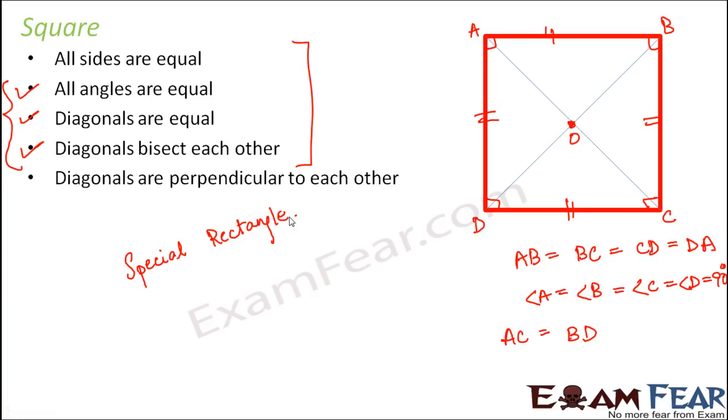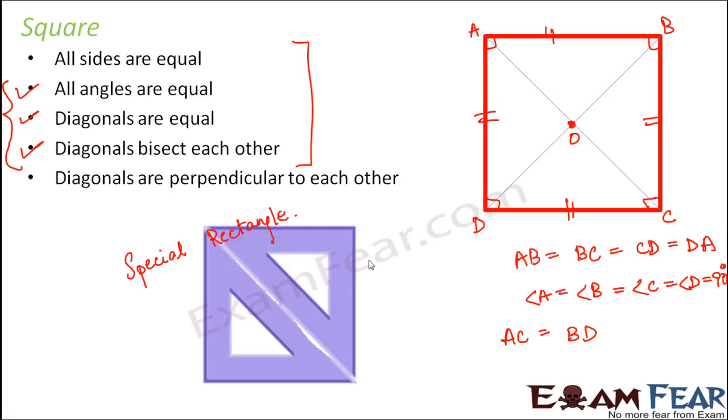How can we make a square using set squares? We can take two set squares, but this time the set square that we are going to take is the 45, 45, 90 set square. Why so? Because in this type of set square, the length of this side and this side is the same. In a square, all the sides should be equal. Therefore, we take the 45, 45, 90 set square.